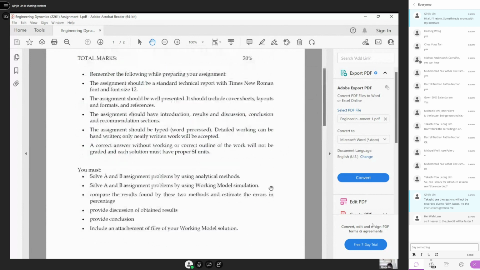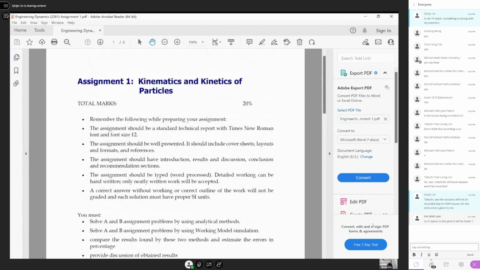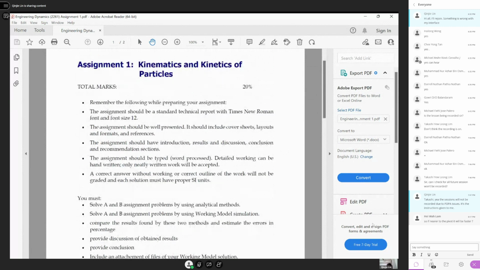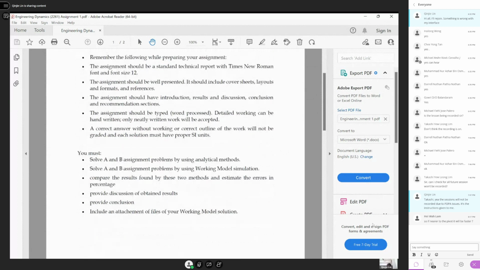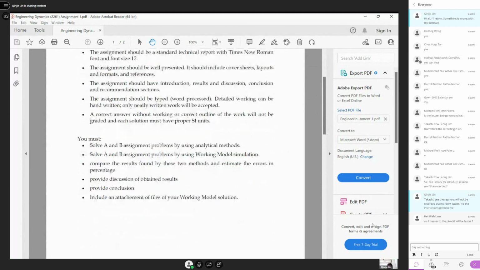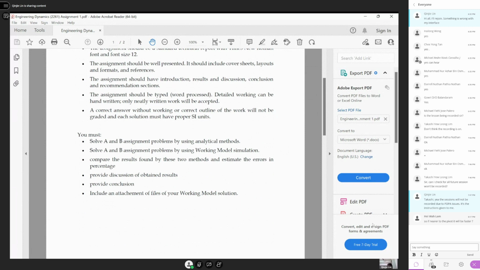Okay, so this assignment is your assignment one. You should follow the instructions. But one thing to note, I want to make your life easier. So you see this part here: solve A and B using analytical methods. This is the only one out of the two that I want you all to do. I want you all to use analytical methods only.